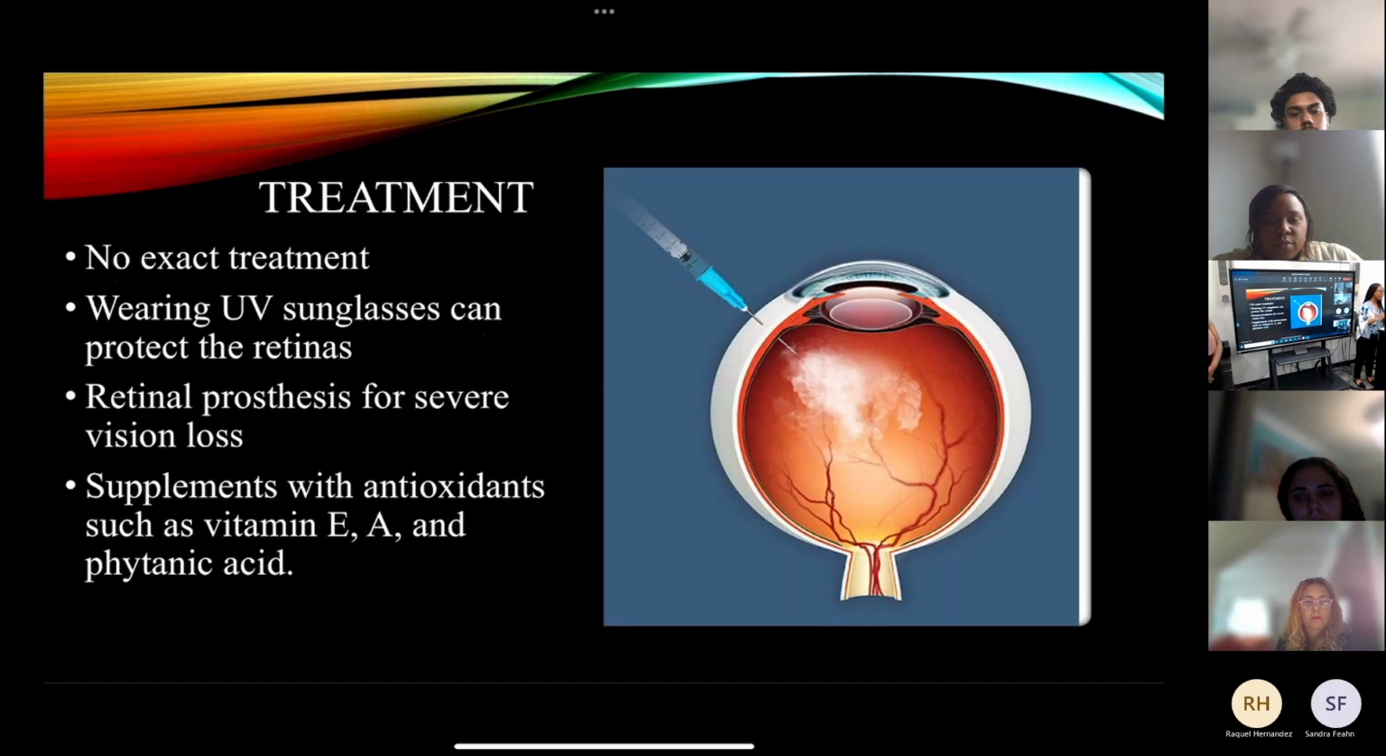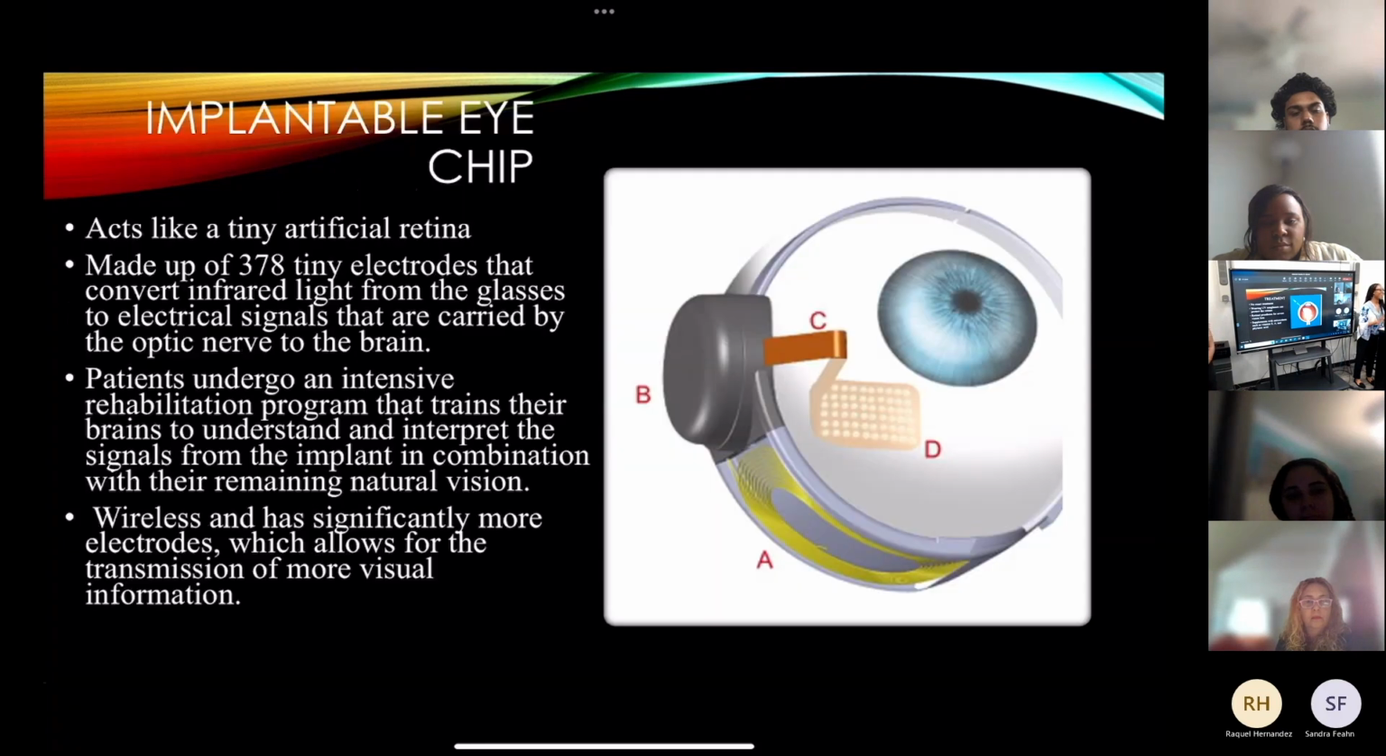As for treatment, there's no exact treatment. However, wearing UV glasses can protect the retinas. A retinal prosthesis is for severe vision loss, and supplements with antioxidants such as vitamin E, A, and folic acid also help with the treatment. Another form of treatment is the implantable eye chip.